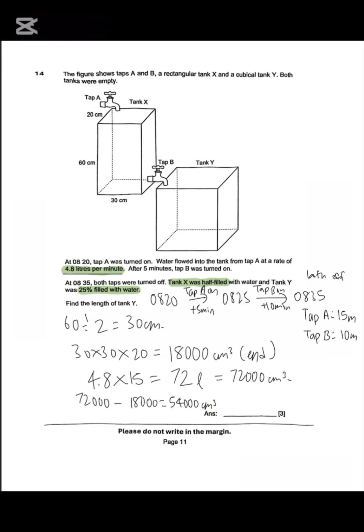Okay, and since tank Y was 25% filled with water, remember 25% is equivalent to 1/4. So if 54,000 cm cube was 25% of tank Y, what does that mean? To get 100%, I need to take 54,000 times 4, right? So 54,000 times 4, I have 216,000.